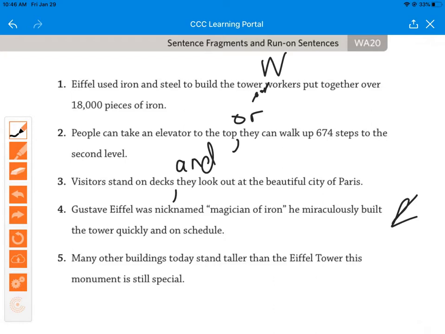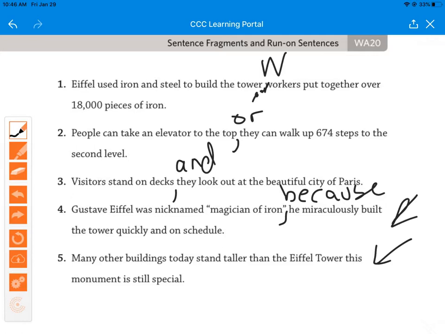So the subordinating conjunction could be because. We could have a comma there and put because. Now let's reread it. Gustav Eiffel was nicknamed Magician of Iron, because he miraculously built the tower quickly and on schedule. Remember, the two subordinating conjunctions would be because or although. Obviously, in the last one, we're probably going to use although, right?